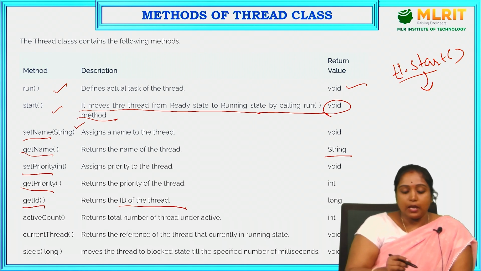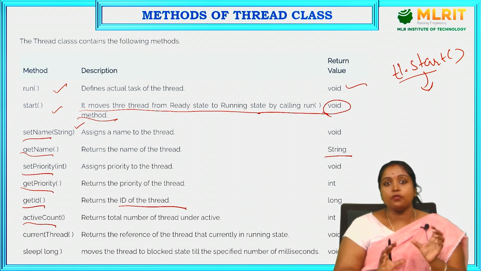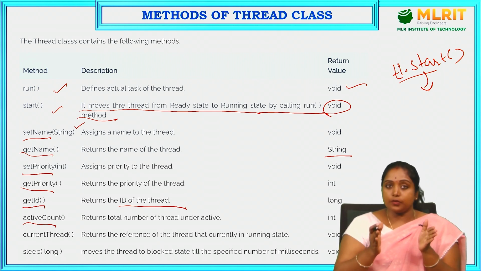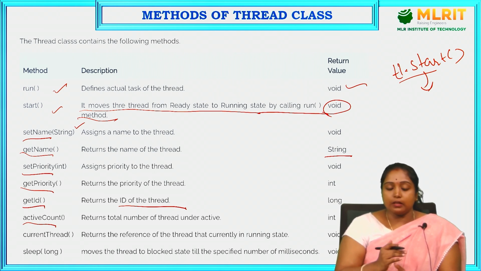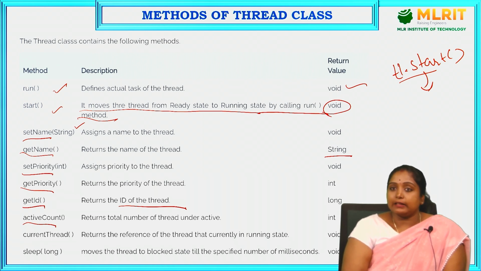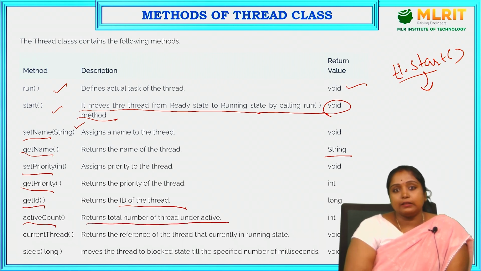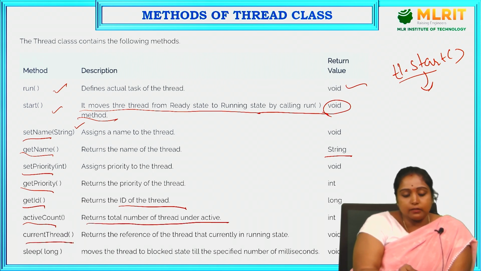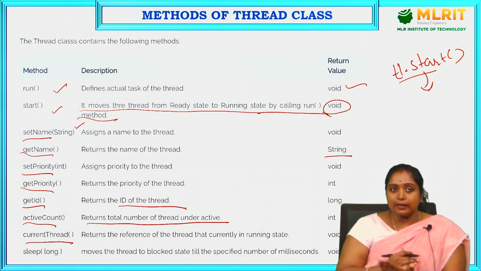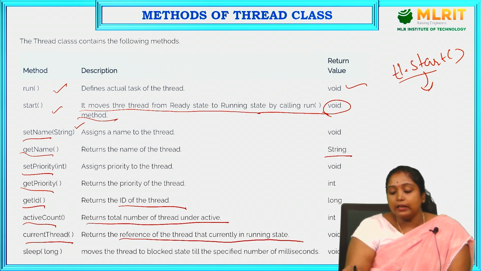And next, activeCount returns the total number of threads which are present as of now, that is, how many threads are actively running, in the run state. That count is given as the return value. And currentThread returns the reference of the thread that is currently in the running state.